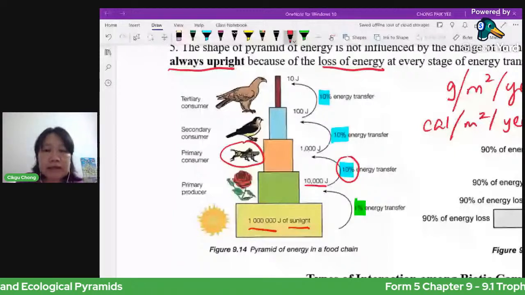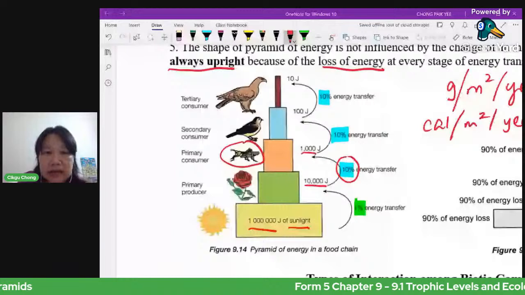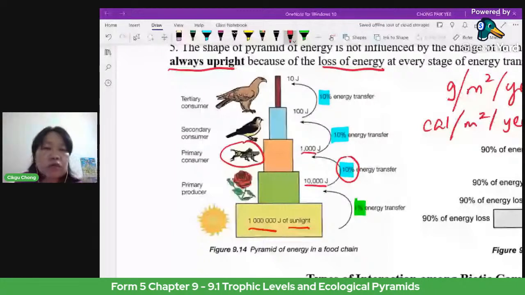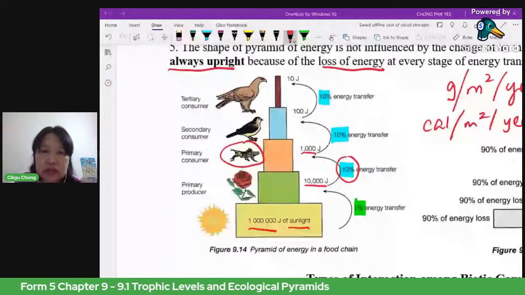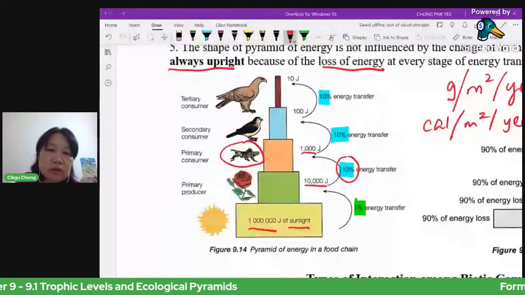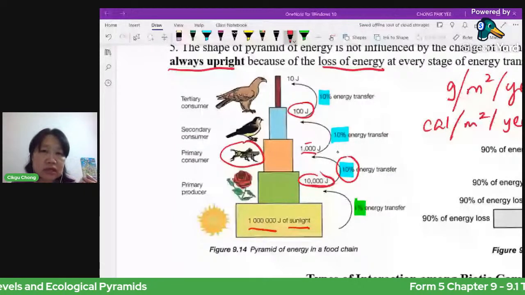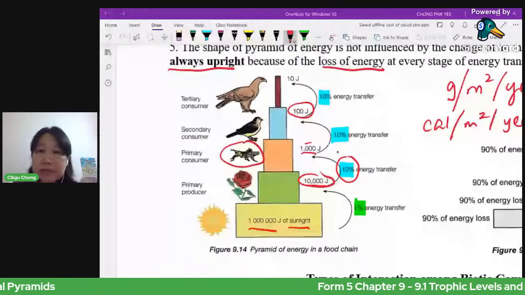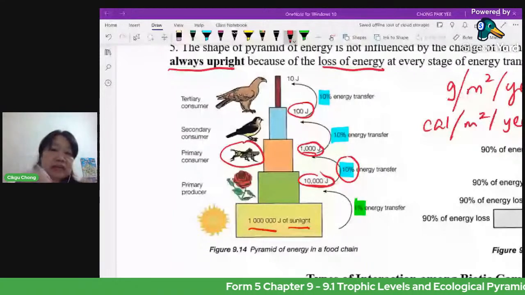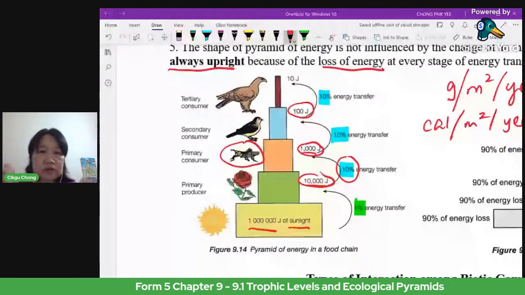Okay, and then this belalang gets to be eaten by the bird, the secondary consumer. And 10% of 1,000 will be 100. So you can see the number always gets smaller and smaller. It's not possible to become bigger and bigger because it's already 10%, 10%, 10%. Everything is getting smaller and smaller.